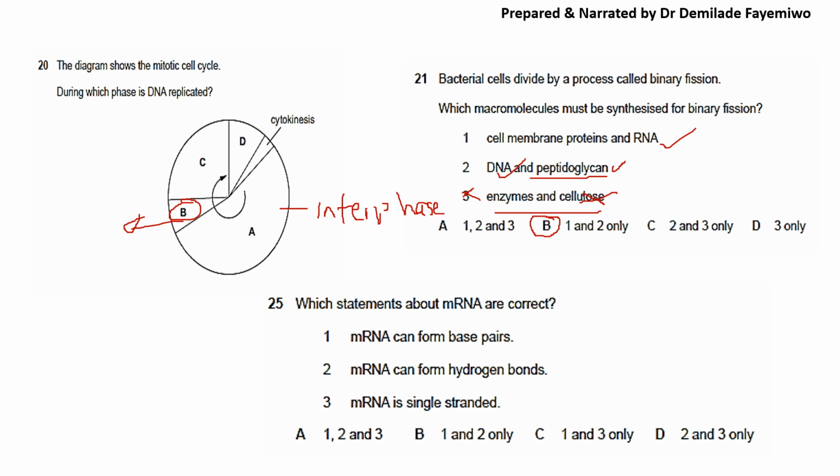Statement 1, mRNA can form base pairs. That's true. mRNA can form hydrogen bonds. That's true. mRNA is single-stranded. That's also true. So I would just go ahead and pick the answer as A, because all of them are true. And when it says base pairs, remember that with mRNA, A binds to U and C binds to G. The only way this is different in DNA is that A binds to T in DNA.